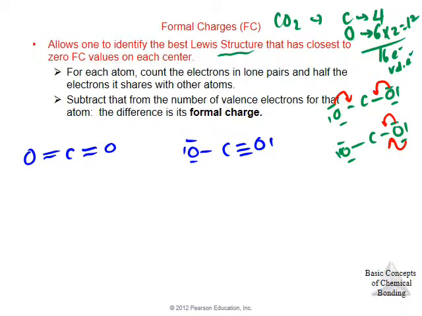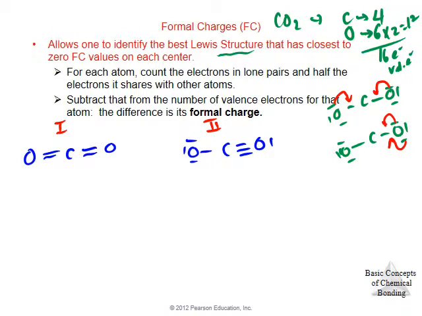Both have 16 valence electrons, and based on Lewis structure, both structures are right, but we are going to choose the best one based on formal charges. So let me now count formal charges on each atom, starting with structure 1. Let's label these as structure 1 and 2. So this is structure 1, and the second one is structure 2.